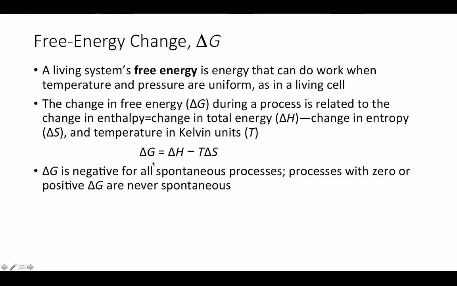The opposite of this, a non-spontaneous process, is going to decrease the entropy. So this is going to be a negative number that you're going to be subtracting. So you're actually going to be adding the absolute value of this. And then the total energy is going to increase instead of decrease, and so your delta H is going to be positive. So you're adding something to a positive number, and delta G will be positive. So delta G is negative for all spontaneous processes. Processes with zero or positive delta G are never spontaneous. They always require an input of energy to make those reactions go.